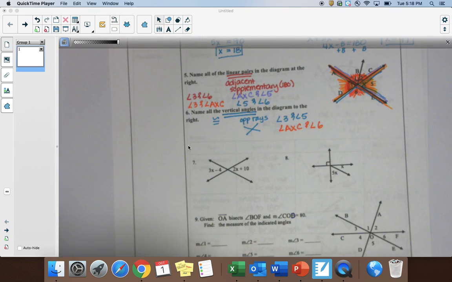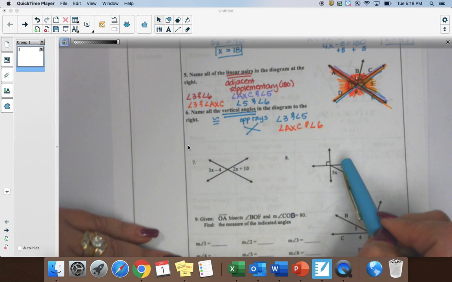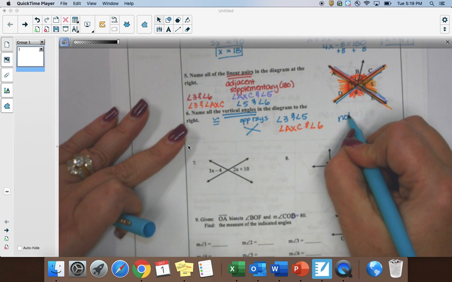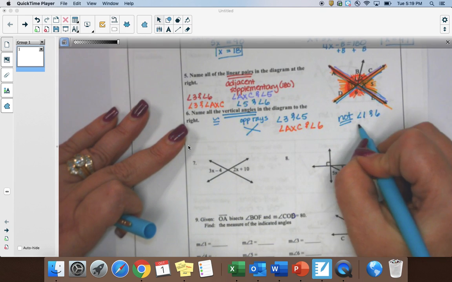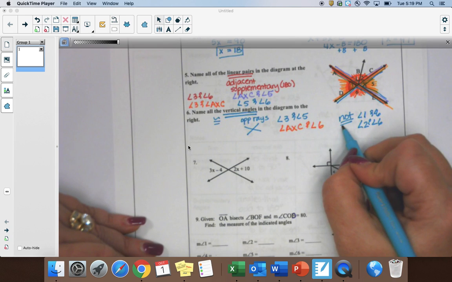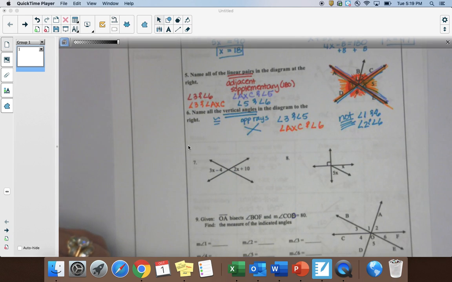Be careful, you can't use angle 1 and angle 6 or angle 2 and angle 6, because they're not formed by those straight lines or those opposite rays. You might want to make a note: it's not angle 1 and angle 6, and not angle 2 and angle 6. You can't use those. Those are not vertical angles because they're not formed by opposite rays.